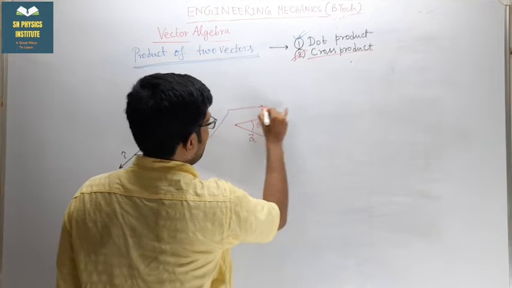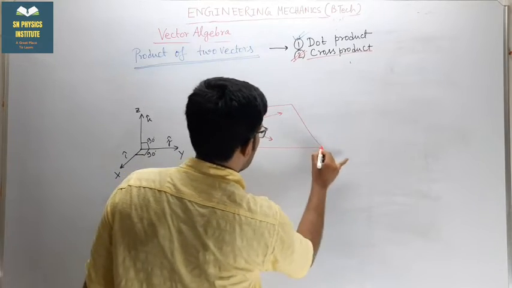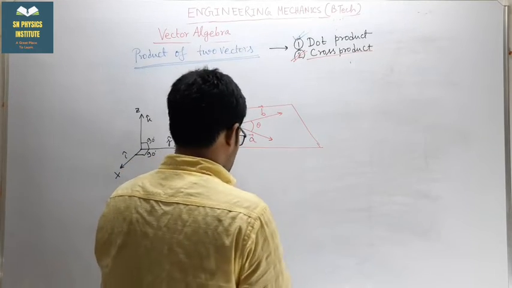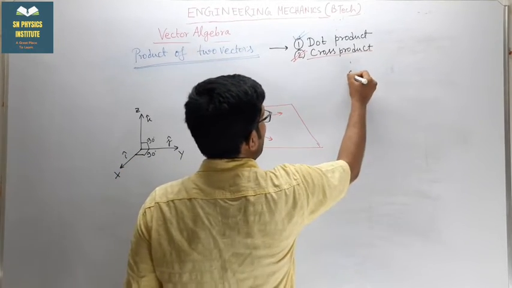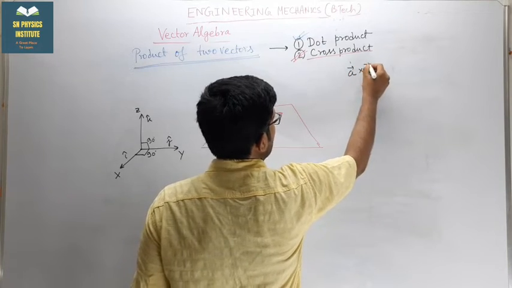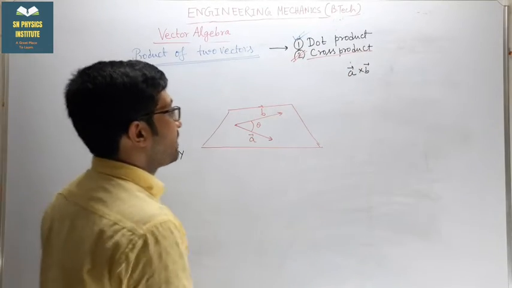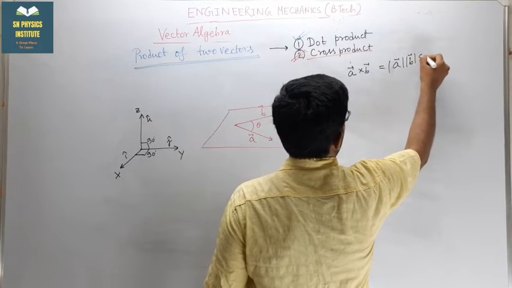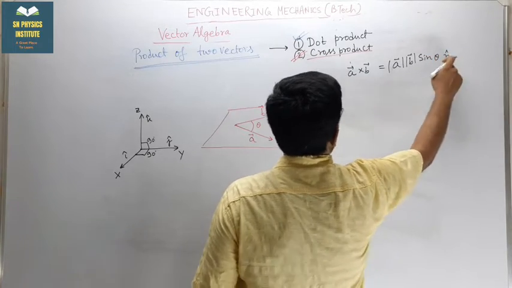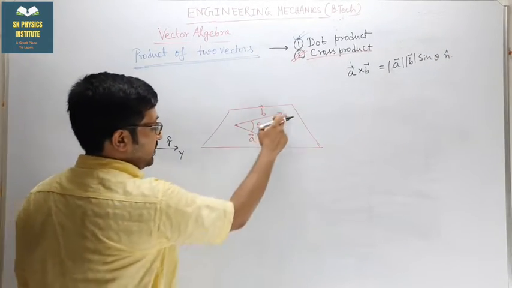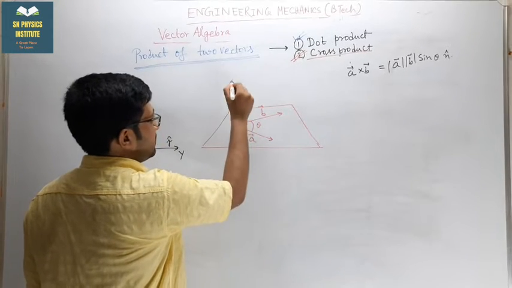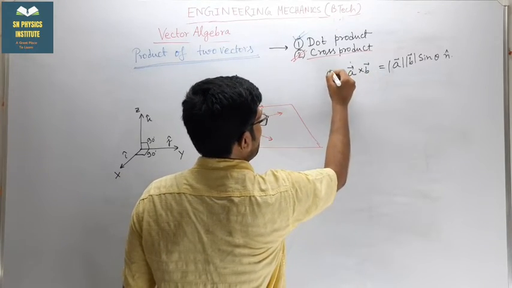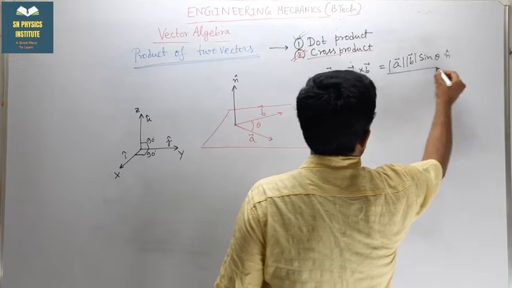And see, they have this plane. Okay, they consist this plane. Now what is the cross product? If you want to do A cross B, that is equal to magnitude of A, magnitude of B, into sine theta into n cap. This n cap means the direction of A vector and B vector, and this gives you a vector quantity. Why? Here this is the magnitude part and this is the direction.